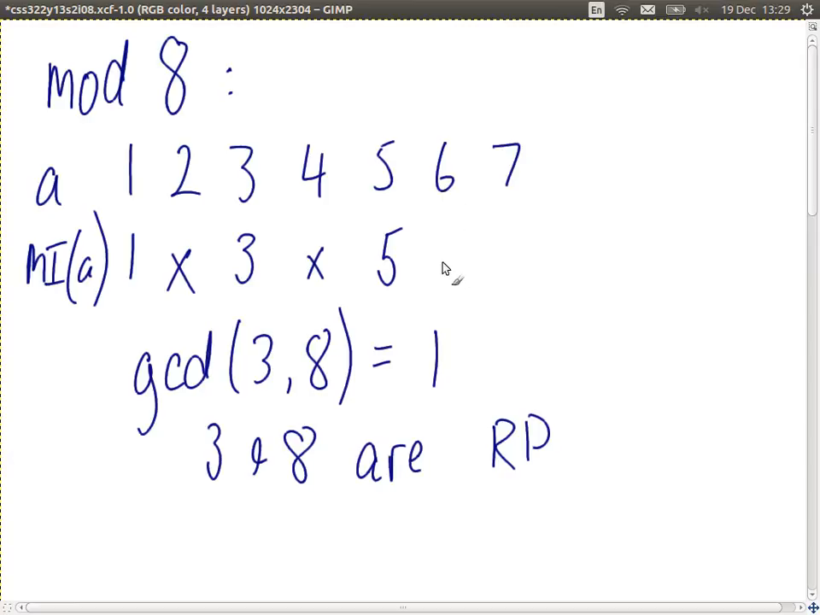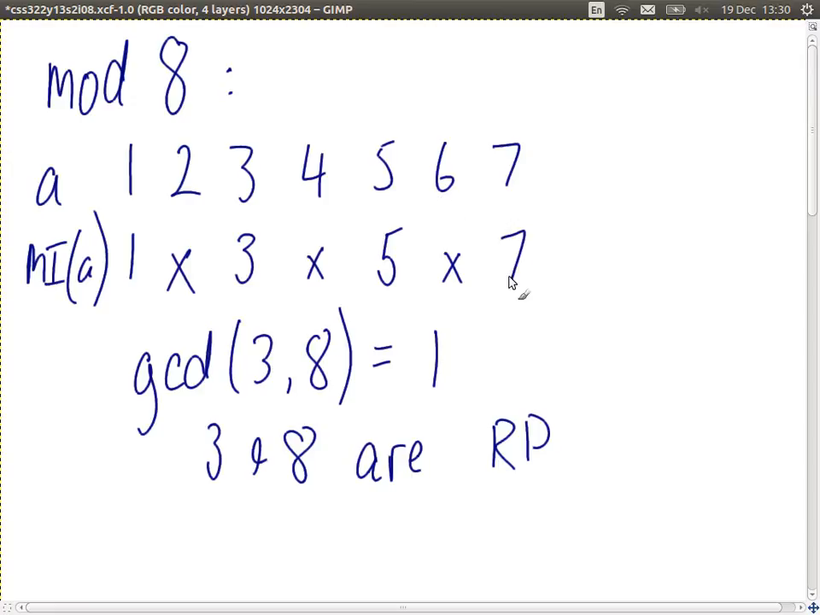6, no inverse. 7, is 7 relatively prime with 8? Yes. Greatest common divisor of 7 and 8 is 1. So what is the inverse of 7? Yes, it's in fact 7. 7 times 7 is 49, mod 8 is 1. 6 times 8 is 48.